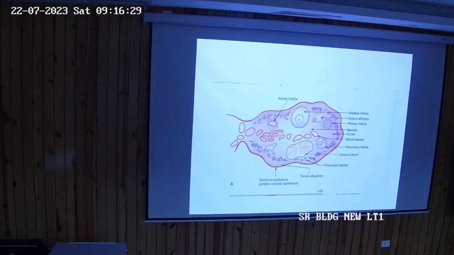The primary oocyte further enlarges, or increases in size, under the influence of the hormones, and the enlargement is seen in the oocyte also. Look here, the oocyte also increases in size. This is the oocyte, and you can see it better here. Surrounding it you are seeing the granulosa cells. All these are the granulosa cells.